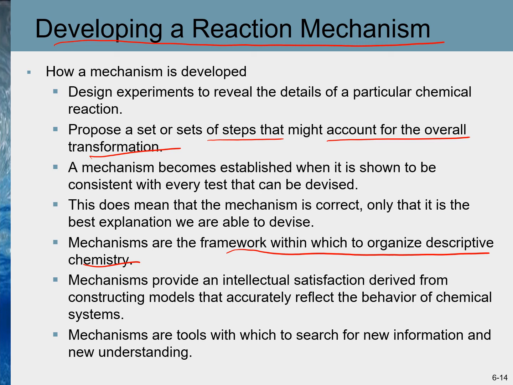The second reason lies in the intellectual satisfaction derived from constructing models that accurately reflect the behavior of a chemical system. So for a creative scientist, a mechanism is a tool to be used in the search for new information and new understanding. A mechanism consistent with all that is known about a reaction can be used to make predictions about chemical interactions yet unexplored, and experiments can be designed to test those predictions.